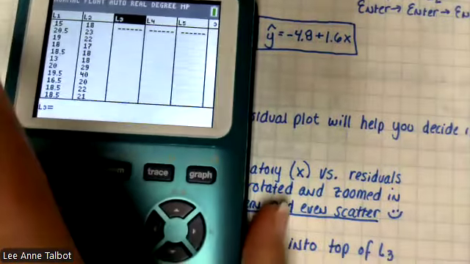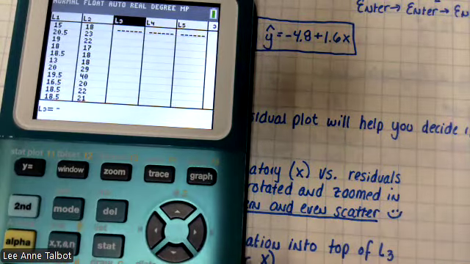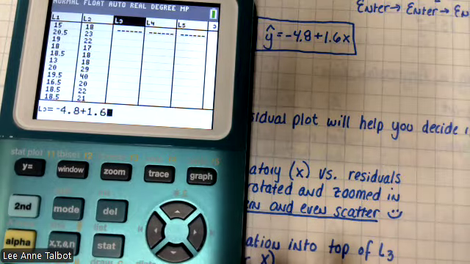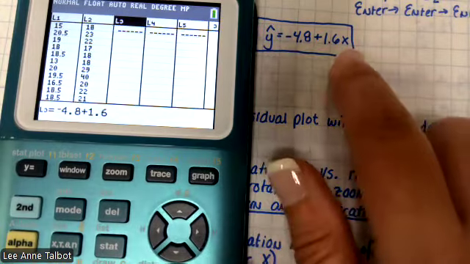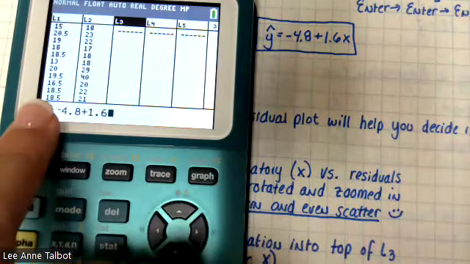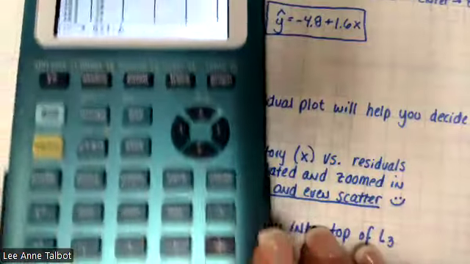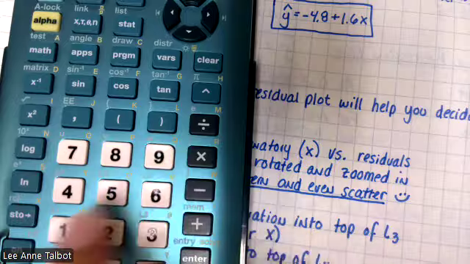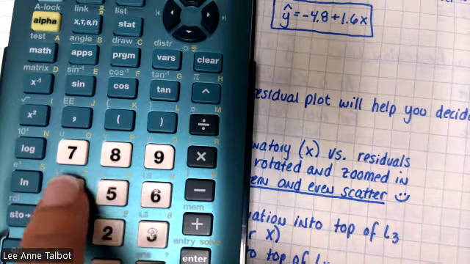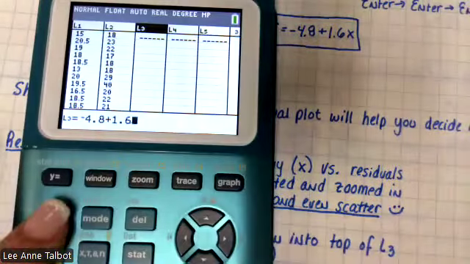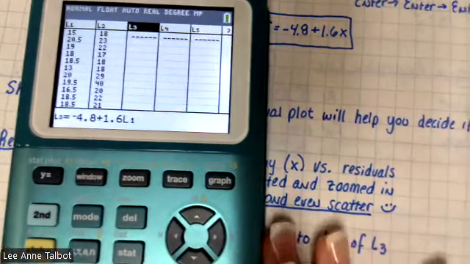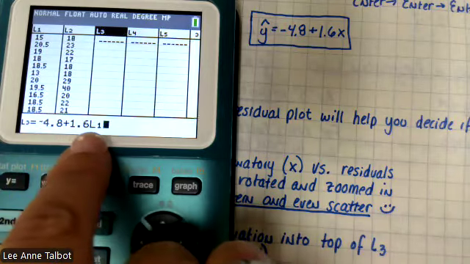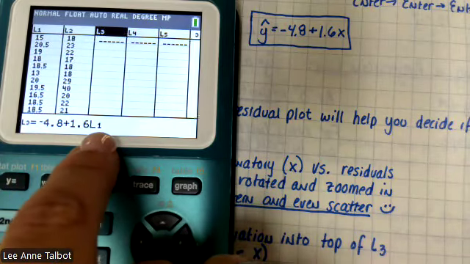Okay, so you're going to go to the top of L3, negative 4.8 plus 1.6. Okay, and I don't want to put X. These are the X's. I want to put L1. Notice above all of the numbers, it gives you the lists: L1, L2, L3, L4, L5. So second one. Negative 4.8 plus 1.6 X.